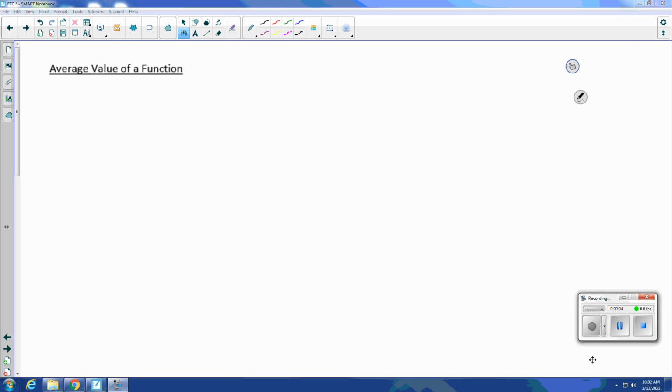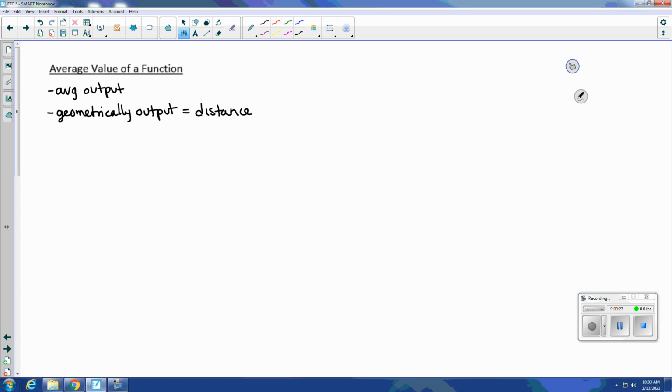The average value of a function. The average value is the average output of a function. And we know that geometrically, the output represents the distance between the curve and the x-axis. So think of them as the heights. So we're going to try to figure out, on average, what is the height above or below the x-axis along some interval.